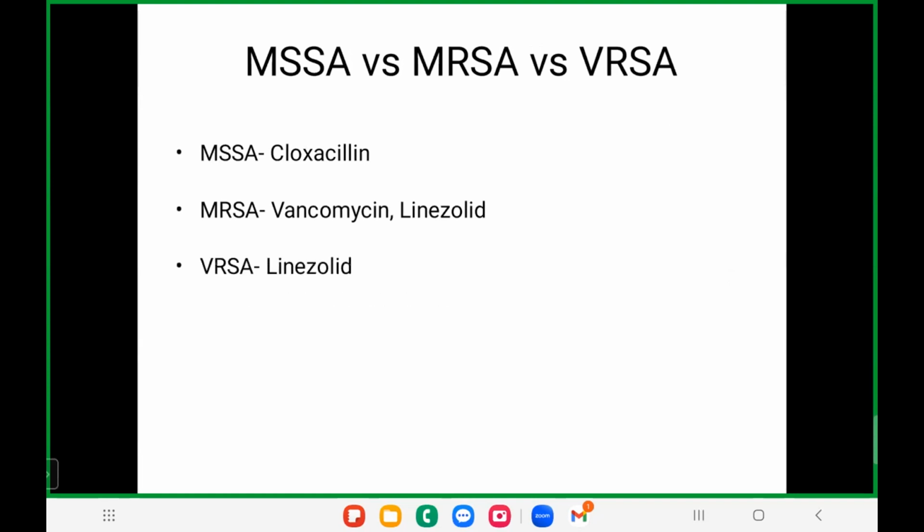And recently we are encountering VRSA, this is vancomycin resistant Staph aureus. There you have very less options. Linezolid is one of the options. Then you have daptomycin, quinupristin. So different options are now available. But if you encounter VRSA, that means your child will be less responsive to vancomycin, which is the standard drug used for Staph aureus.